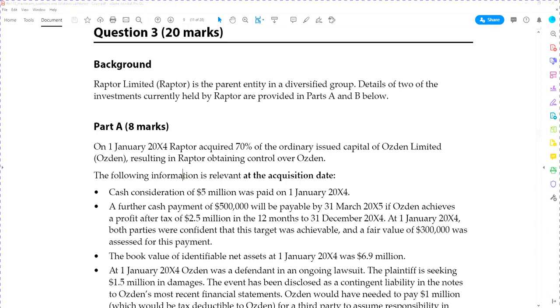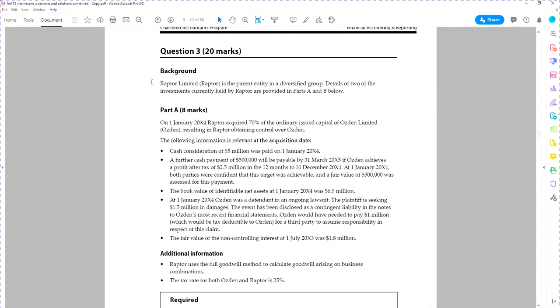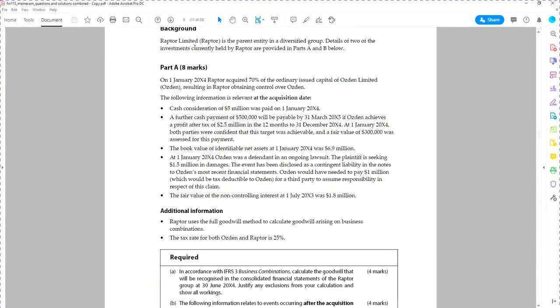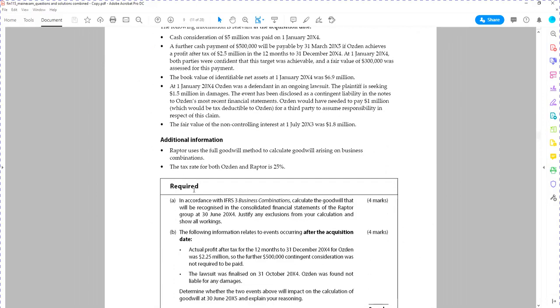Hey everyone, so we're going to be continuing on with the FIN115 main exam. We're doing questions 3 and 4 to finish off the paper with the remaining 40 marks in the exam that we haven't covered from the last video. So question 3, as per before, what I like to do is just skim over the information and then look at what's actually required so that we know that we're heading in the right direction.